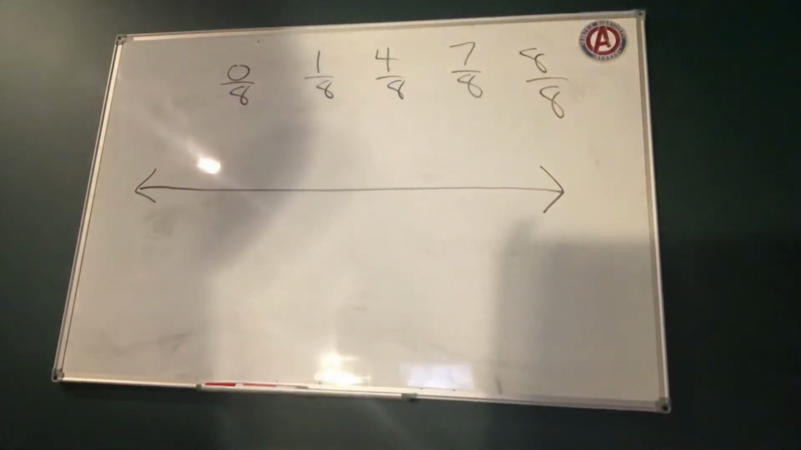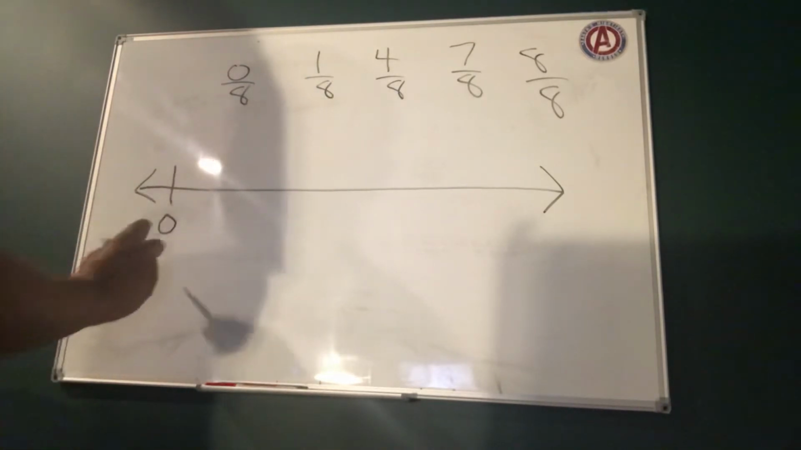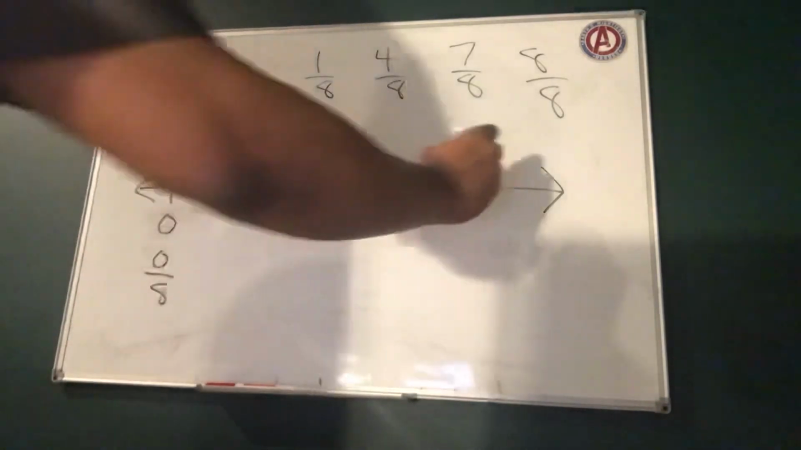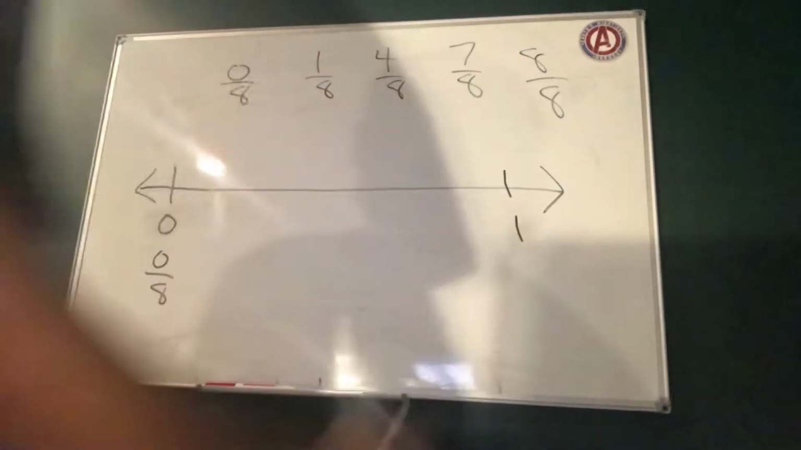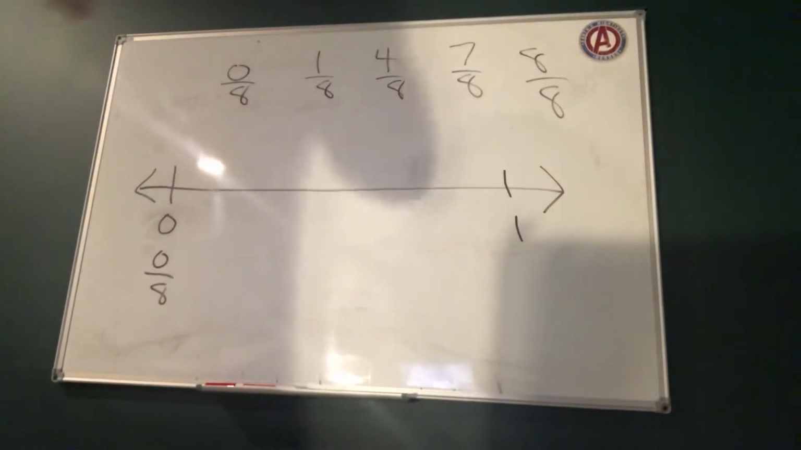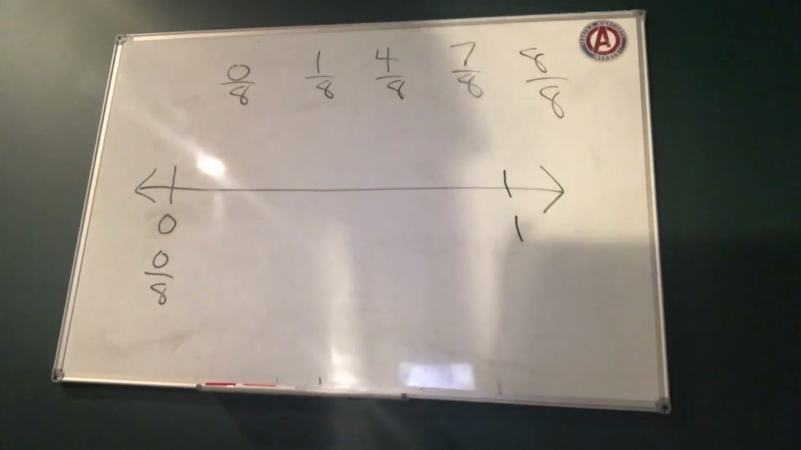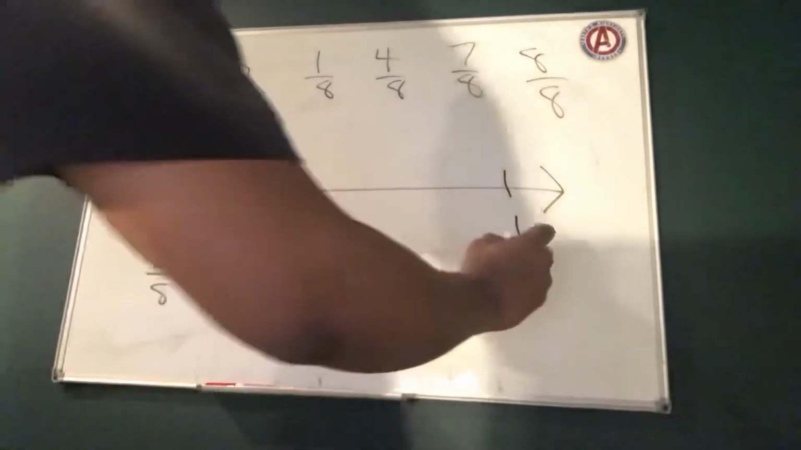Well, we know that the first fraction, 0 out of 8, will be at the same place where we find 0. So we put 0 out of 8 there. We know that when we get to 1, we want to have the same numerator and denominator. Well, look at the fractions we have up top. Which fractions have the same numerator and denominator? The 8 out of 8.